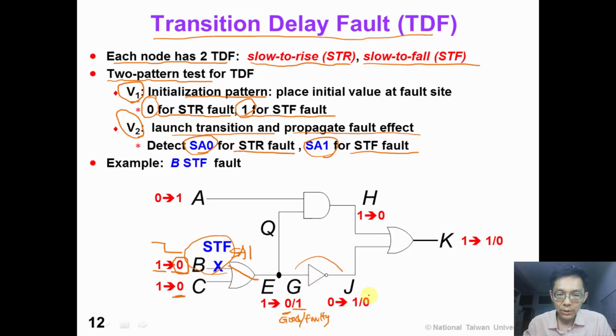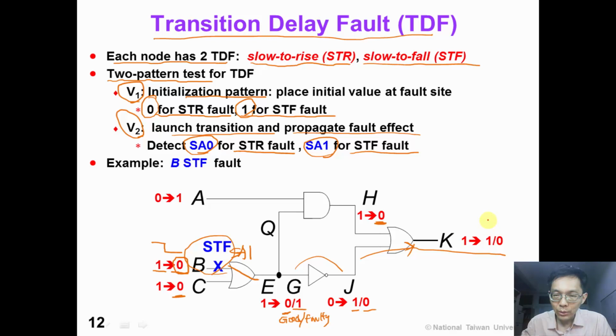After the inverter, we have 1/0 for J, and we propagate this through an OR gate. Because the value of H in the second pattern is 0, we can sensitize this to the output K.